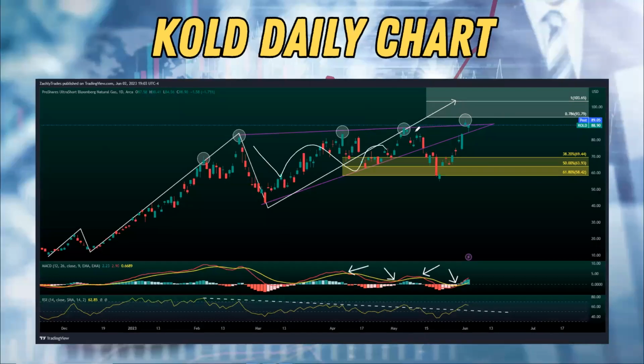we had this rising wedge here and we had this move down. Now, I was expecting a move down, retest, and then a continuation lower, honestly. But I did go long right here on KOLD, and it turned out to be a really, really profitable play. As you can see, KOLD really exploded to the upside.